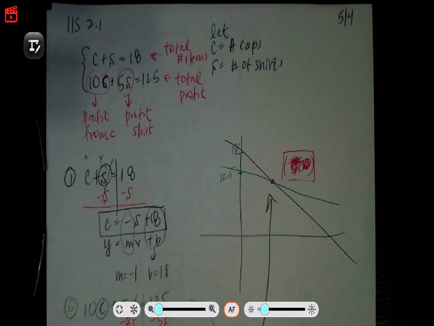Hey Math 8. So I wanted to go over the answer for 2.1. The scenario was that you had 18 items in total between caps and shirts, and that the profit was $10 per cap that you sell and $5 per shirt that you sell.